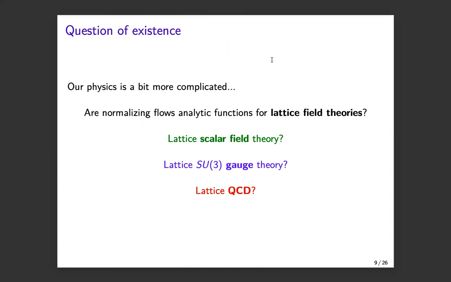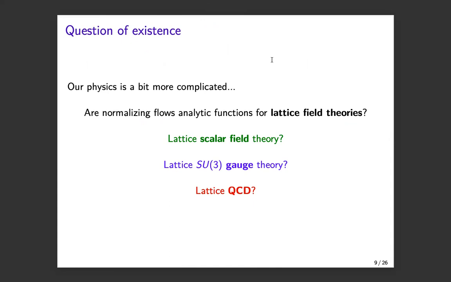So you have to think, okay, for each theory that we care about on the lattice, for example scalar field theory, SU(3) gauge theory, or in the end lattice QCD, do such good complex normalizing flows exist? If you could find them, then that means you have solved the sign problem. So you can compute those observables without any difficulties.